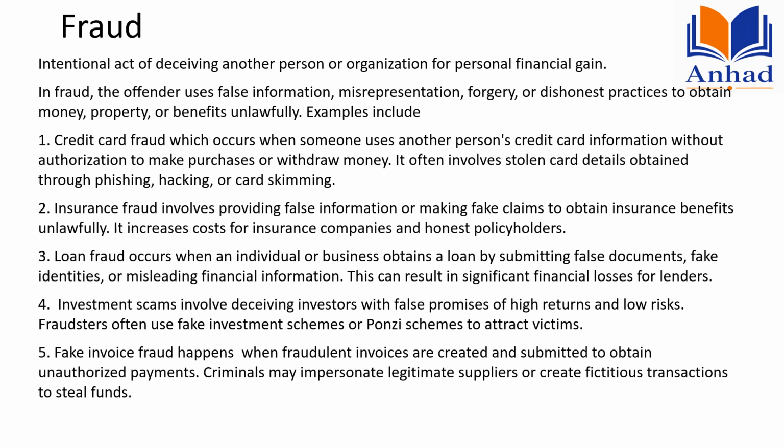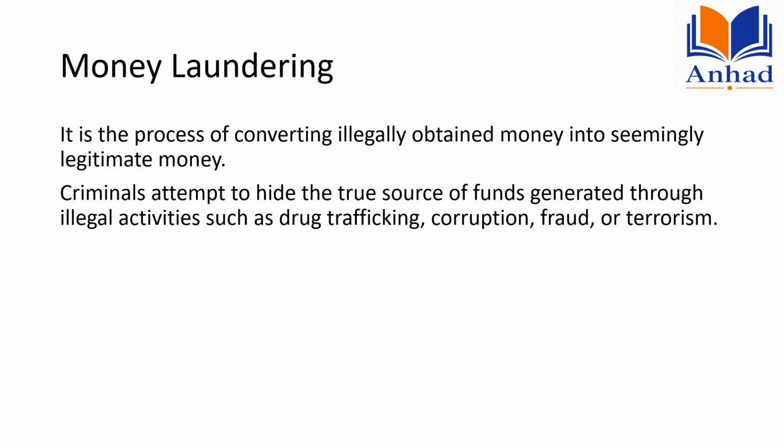Second kind of financial crime is money laundering. It is the process of converting illegally obtained money into seemingly legitimate money. Criminals attempt to hide the true source of funds generated through illegal activities such as drug trafficking, corruption, fraud, or terrorism. The process generally involves 3 stages.